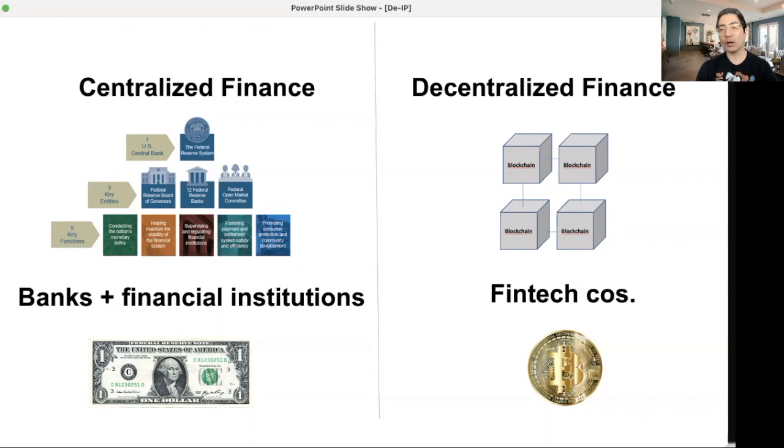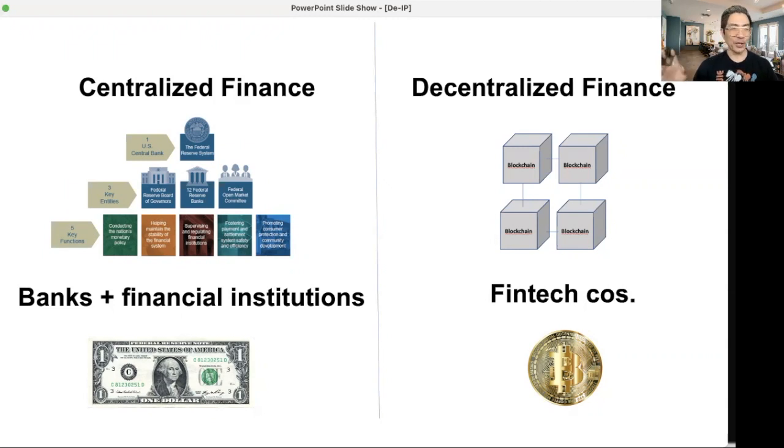Now, there still are intermediaries in the decentralized financial system, so-called fintech companies. Some of them operate sort of like banks. They can give consumers loans, but those loans are in the form of cryptocurrency as opposed to loans based on dollars. And the virtue of this decentralized financial system is that it is less prone to manipulation or the control of a centralized agency like the Federal Reserve.